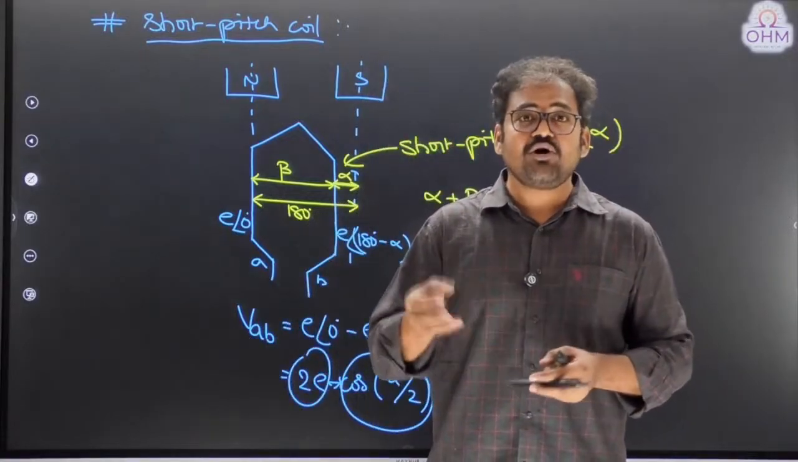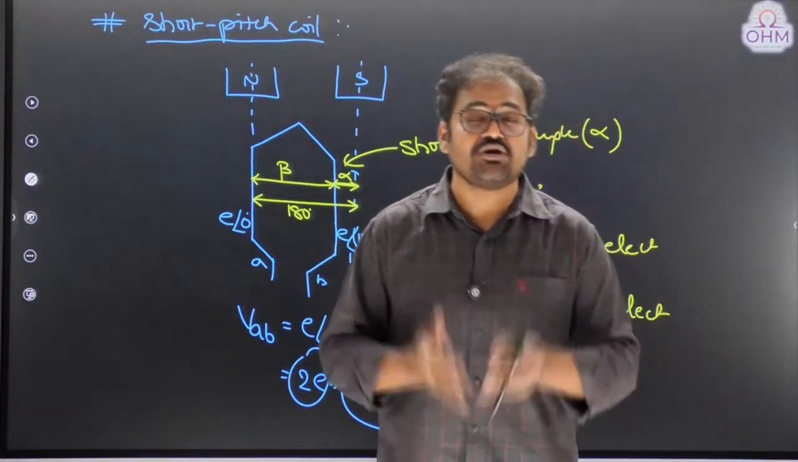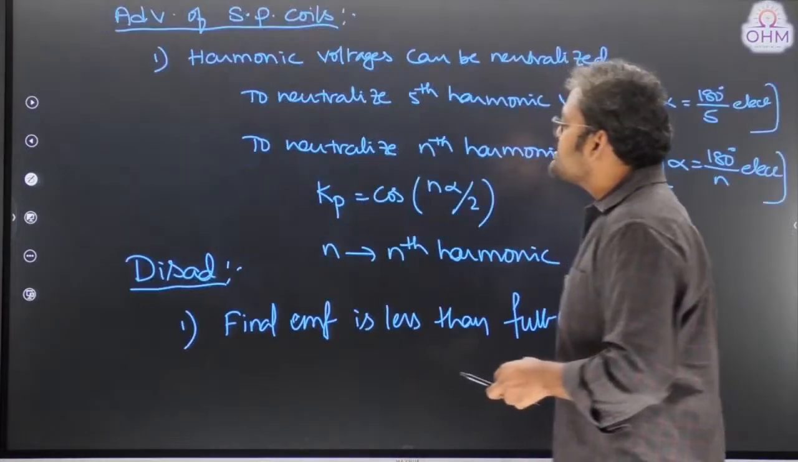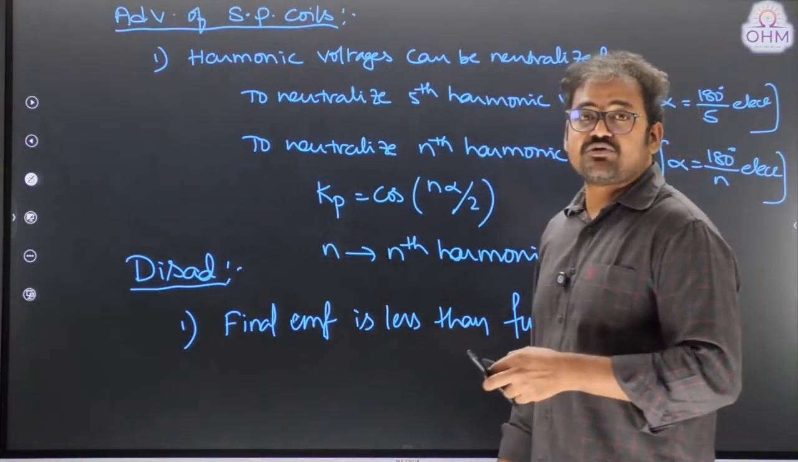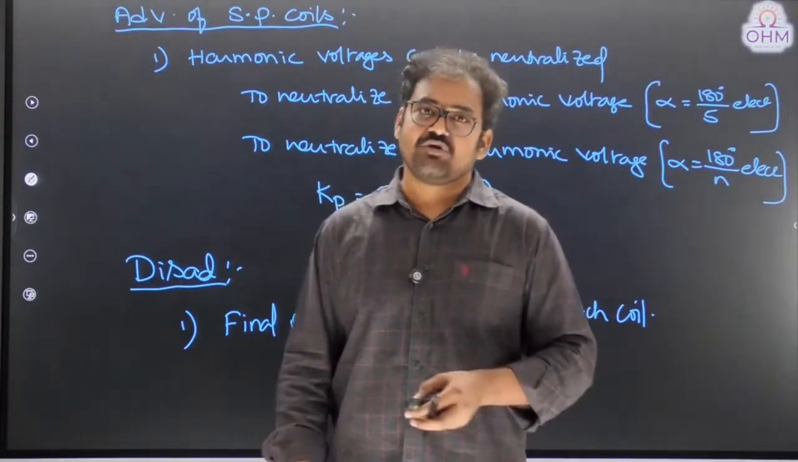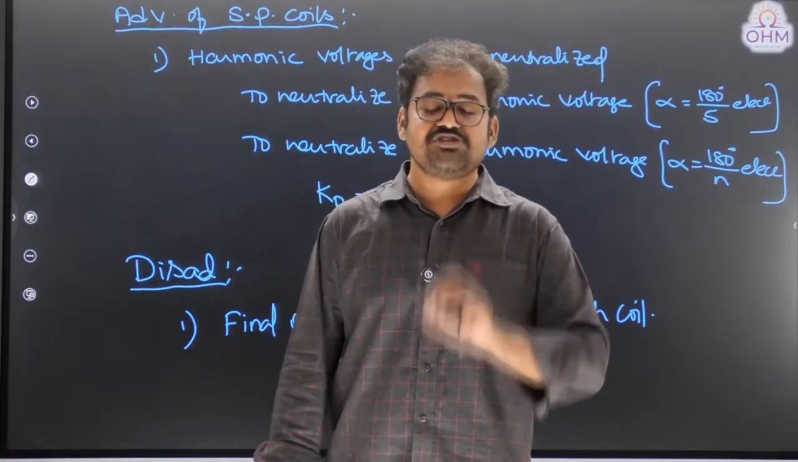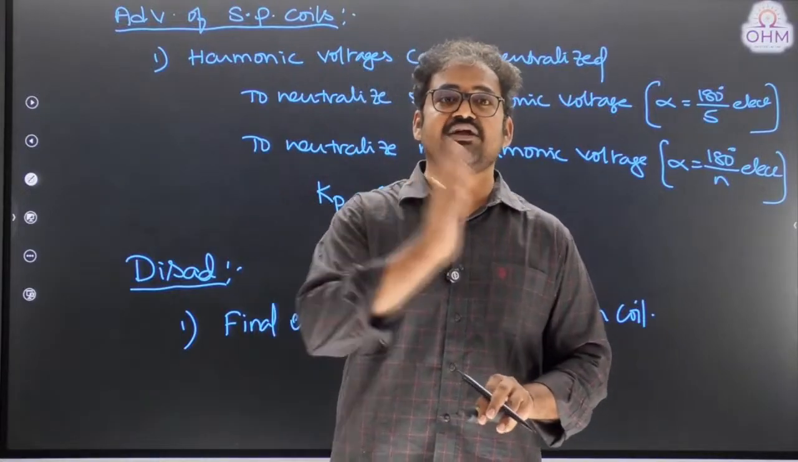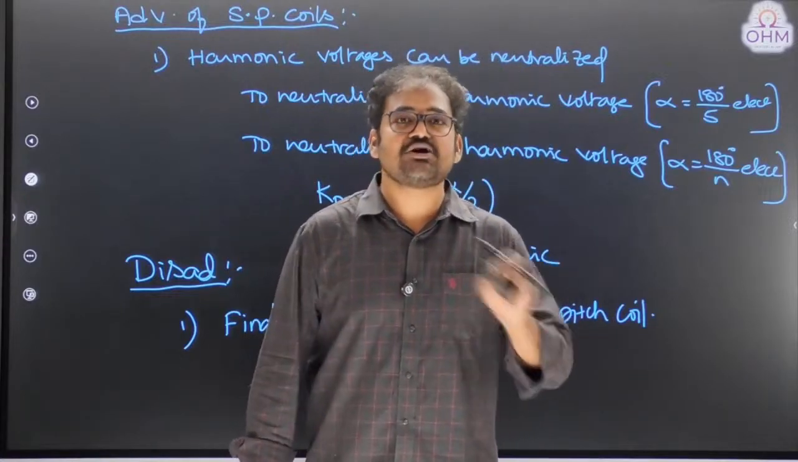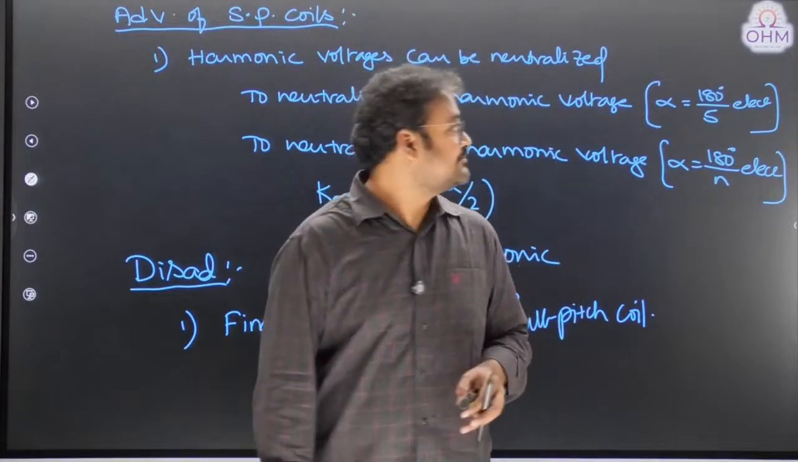Even though the output voltage is less, we are still using short pitch coils because the advantage is that harmonic voltages can be neutralized. What is the advantage if harmonic voltage is neutralized? Output voltage becomes more sinusoidal. That is why short pitch coils are preferable in synchronous generators as well as induction machines. Even in induction machines, to neutralize harmonic voltages, we use short pitch coils.